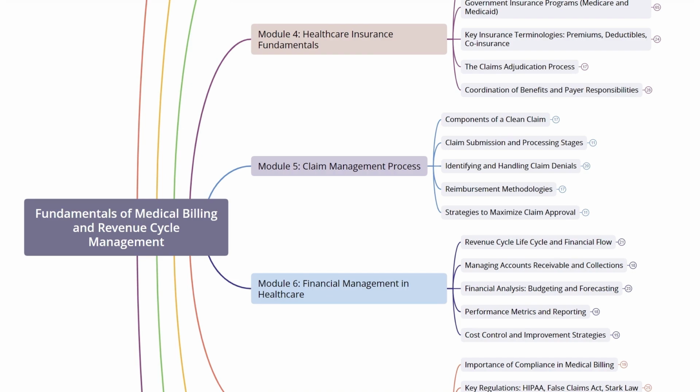The comprehensive segment aims to equip learners with a thorough understanding of how to manage the entire claim life cycle efficiently, from submission to resolution, and how to implement sound financial strategies that enhance cash flow, reduce errors, and support organizational growth.